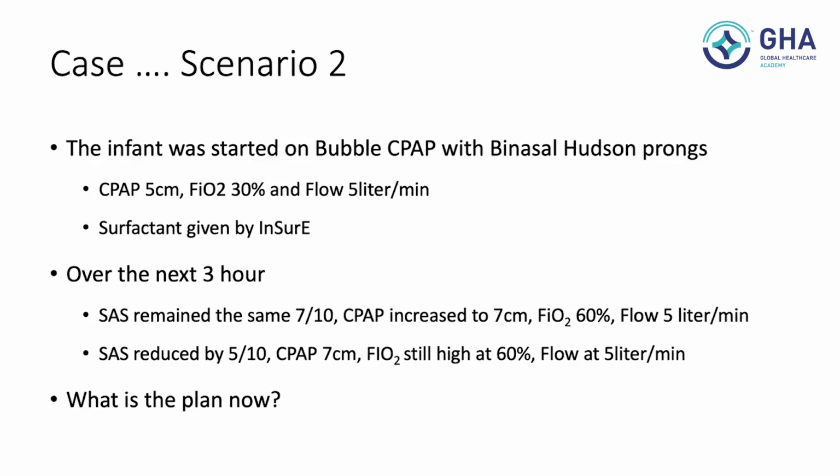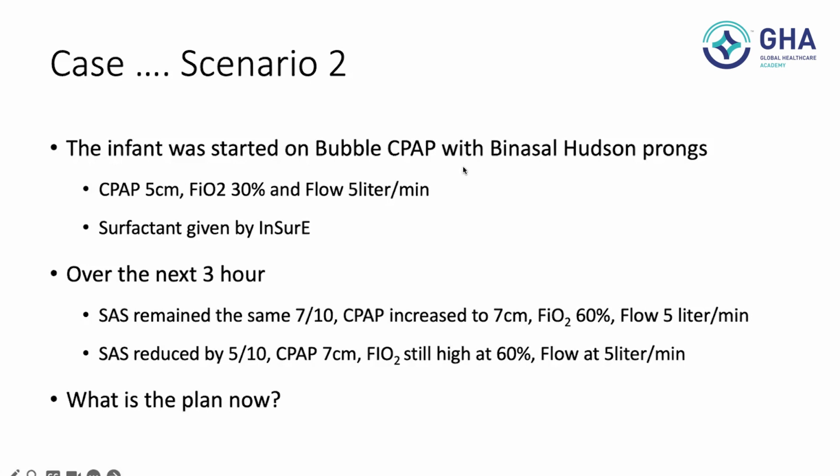So what do we do now? You have a baby, this is the second scenario. We started on CPAP, but increasing pressure has decreased the Silverman score to some extent, but not completely. We wanted a Silverman score less than 3. So what do we do now? Maybe you can write in the chat box and let me know: if a baby doesn't improve completely like this, what do you do now?